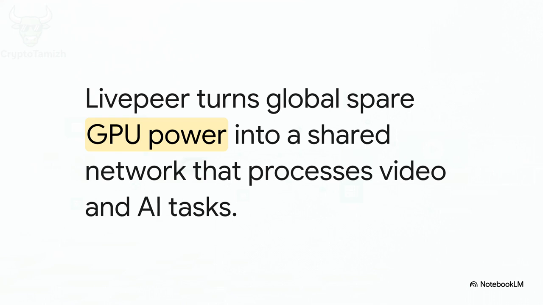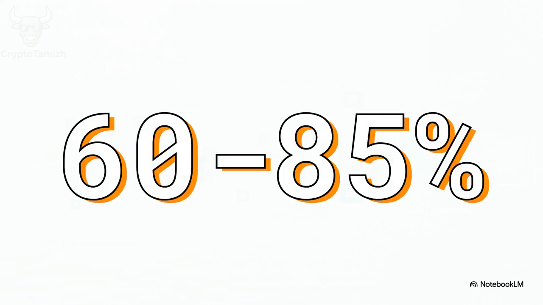Livepeer is basically the coordinator. It takes developers who need AI video processing and matches them up with independent operators who actually have the spare hardware to do the job. And here's why that's a total game changer. By using this shared global infrastructure, processing video becomes anywhere from 60 to 85% cheaper than traditional centralized cloud alternatives like AWS. Yeah, 60 to 85%.